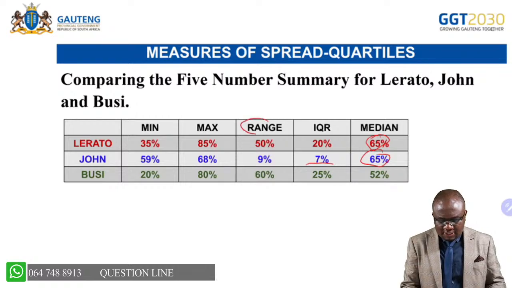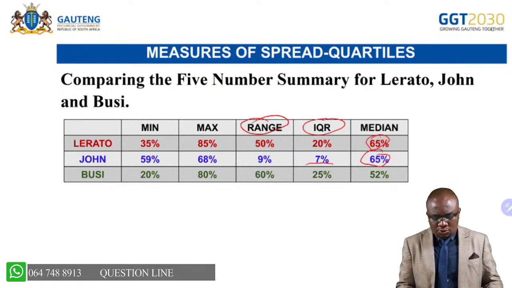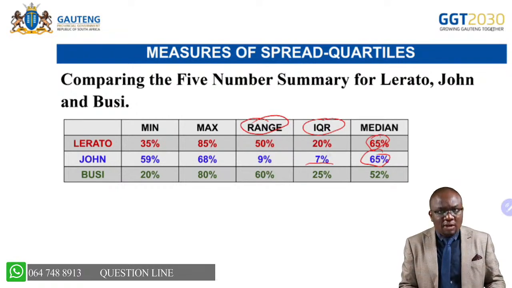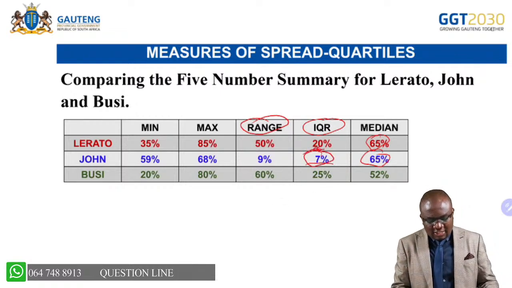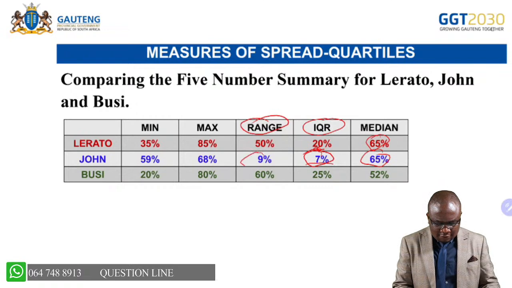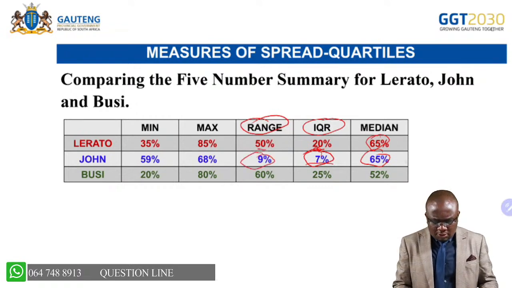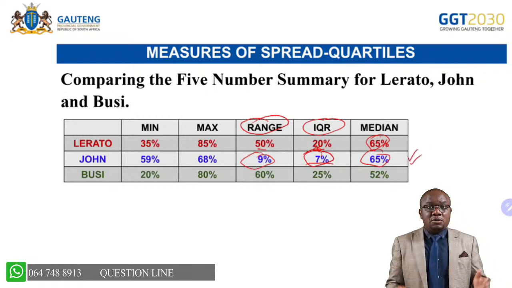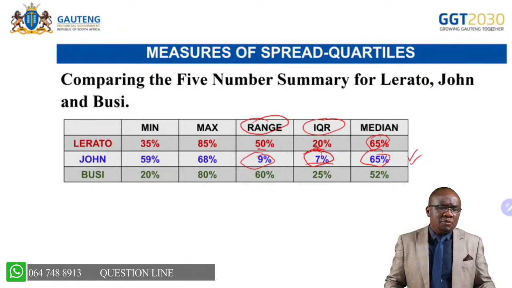In this case, we have the range and the interquartile range. These are the measures of spread. Based on these two, we can see that the IQR for John is 7, lower than that for Lerato. The range for John is 9, lower than that for Lerato. So we can conclude that John performed better, because all his marks are around 65%. But for Lerato, there's a mark which is very low, which is 35%.